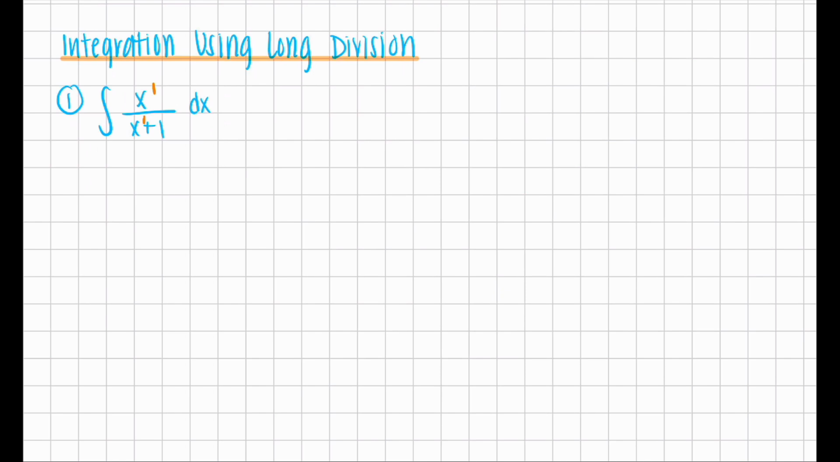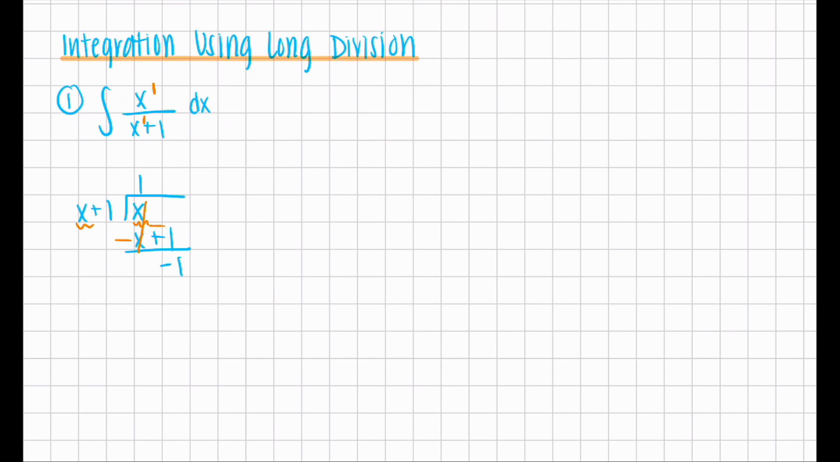I'm going to start by doing my long division over on the side. I'm going to say x times what gives me x. That's going to be 1. Distribute your 1 to x plus 1. We get x plus 1. I want to subtract. x minus x is 0, and then I get negative 1.